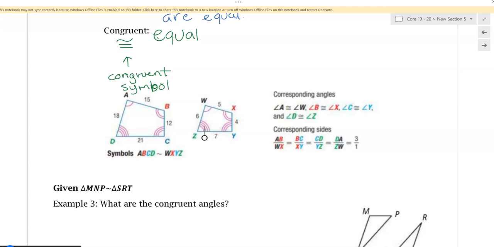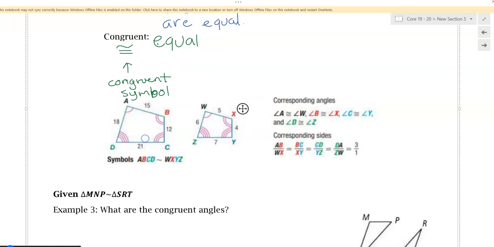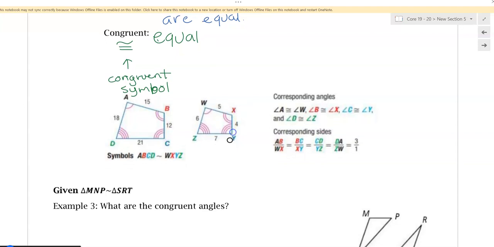So this shape has four angles, and all four angles are congruent to all four angles over here. Same with our sides. It has 1, 2, 3, 4 sides, and I can do AB over WX, BC over XY, CD over YZ, and DA over ZW. So again, I can do the same thing where I'm writing my fractions. So let's look at an example where we do this kind of thing ourselves.